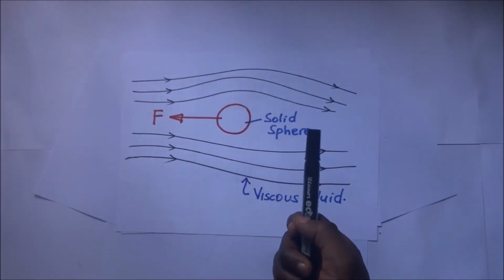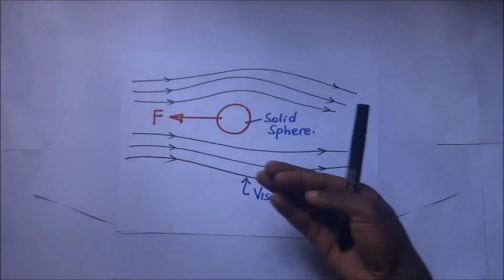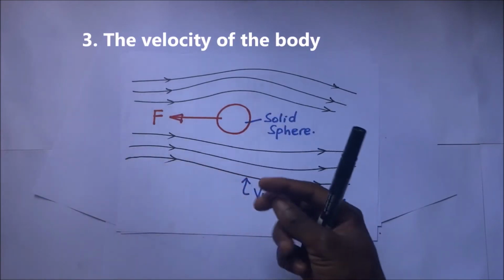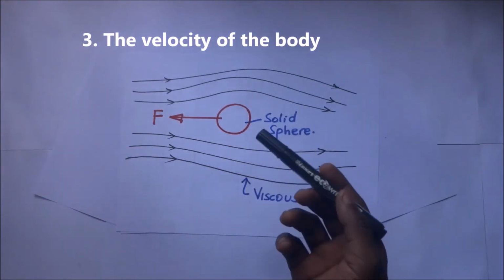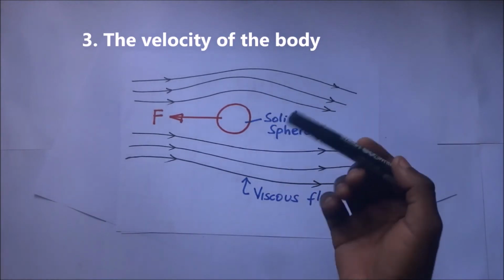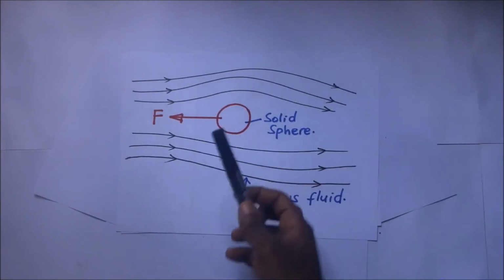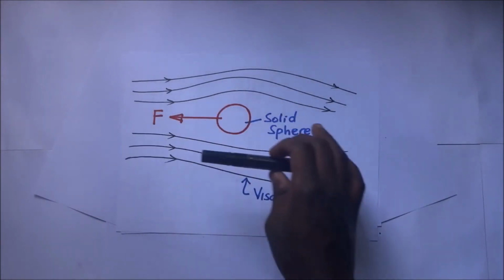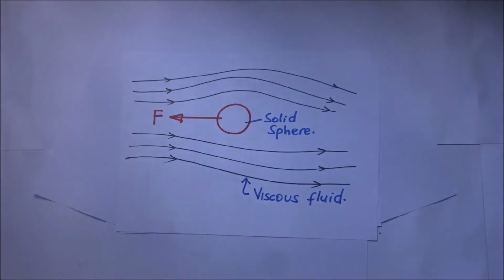Then also we have the velocity of the body through the viscous fluid. Of course, if the body is thrust with a very high force or with a very low force as it's going through that viscous fluid, the velocity with which it goes through the fluid will affect the viscous drag. And this is what we want to experiment with in today's video. We need to look at those parameters.